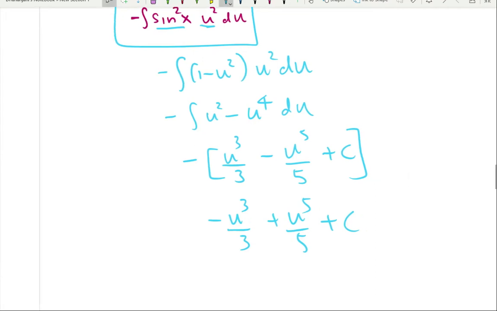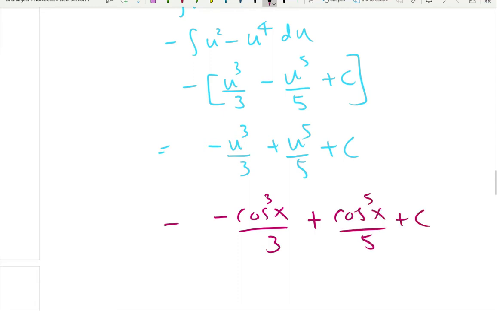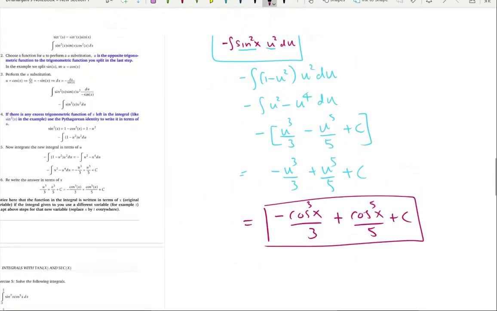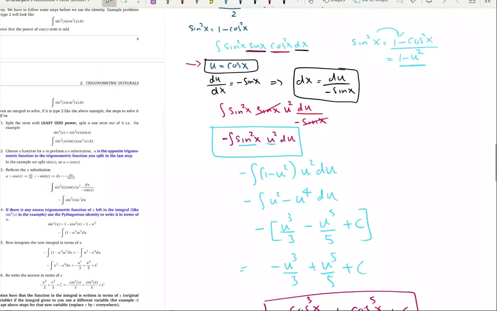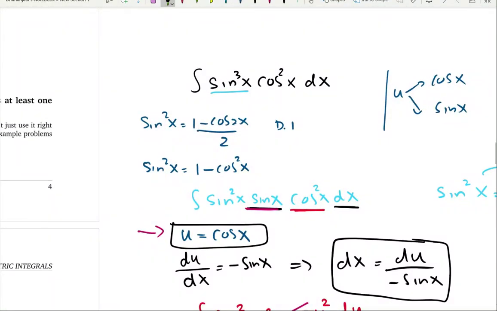Now the final answer will be, what is u? Well, u is cosine, right? So negative cosine cubed x over 3 plus cosine to the power 5 x over 5 plus c. Alright, so this is how you solve an integral when you have an odd power for the trigonometric function. Okay, so what's going on here? Let's quickly summarize and do lots of problems in the next video.